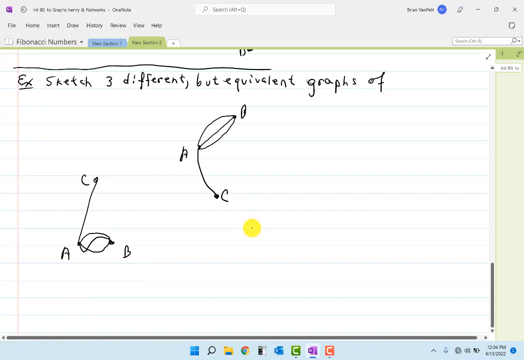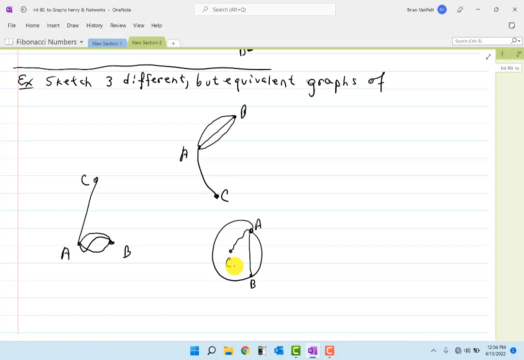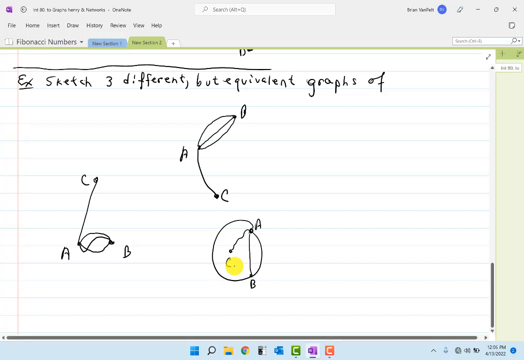Then we could do something like this. There's always circular ideas. We could do A, B, and then I could connect them this way. And then somewhere inside of this thing, I could have a C. And then finally, I'm not sure, it's kind of hard to come up with a lot of complicated or different looking graphs, because it's just not that complicated of a graph.